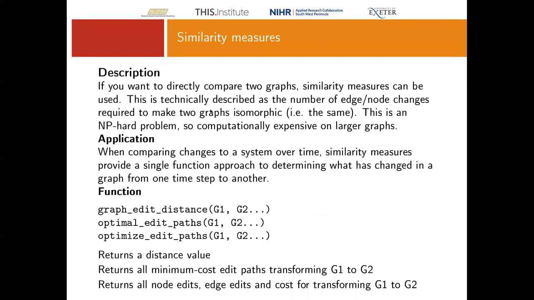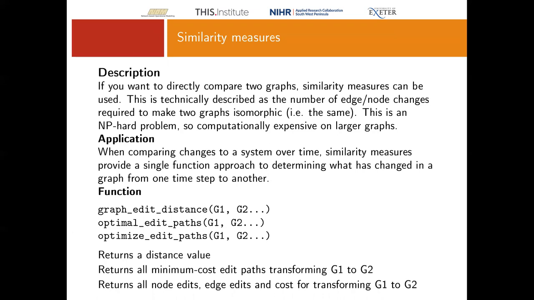Okay, similarity measures. These are a really, really interesting type of measurement that looks at the whole structure of a graph and compares them. What it's trying to do is see how many changes it needs to make to the graph to make them isomorphic, the same. Again, this is an NP-hard problem and is incredibly computationally expensive on large graphs. So it tends to be used with small subgraphs, but is really useful for looking at system change over time.